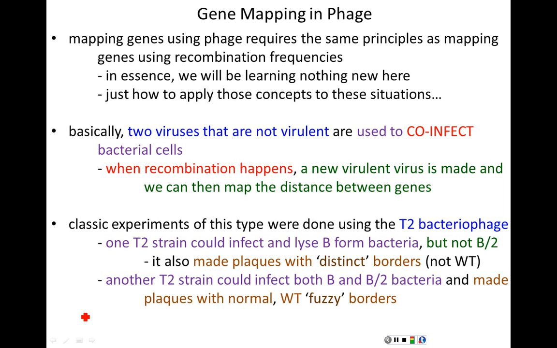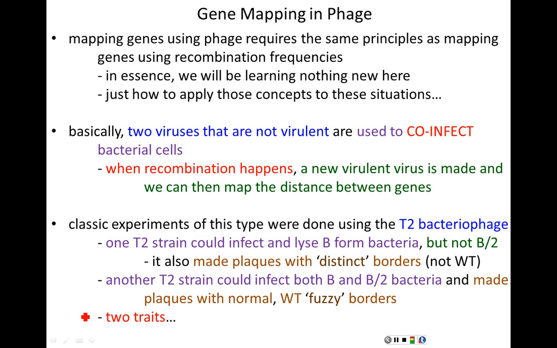Another T2 strain, which was not mutated, could infect both B and B2 bacteria, but it made normal wild-type plaques with these fuzzy borders. So really what this boils down to, get away from all the details. You're probably feeling overwhelmed at this point. A lot of terminology, a lot of letters, not making much sense. We're really just dealing with two traits.